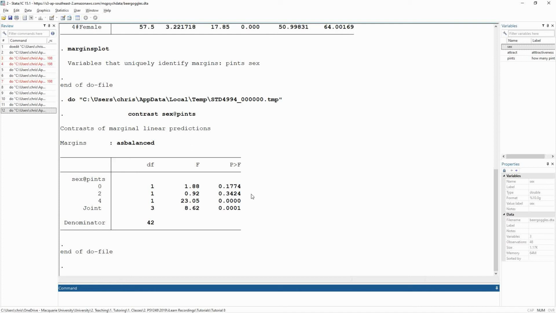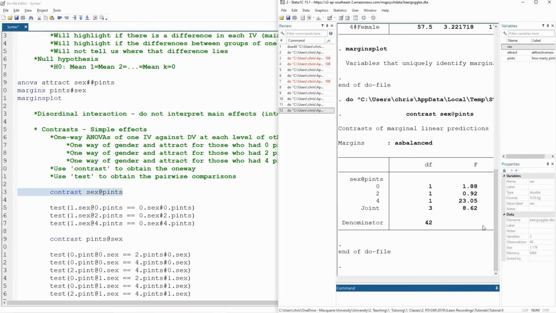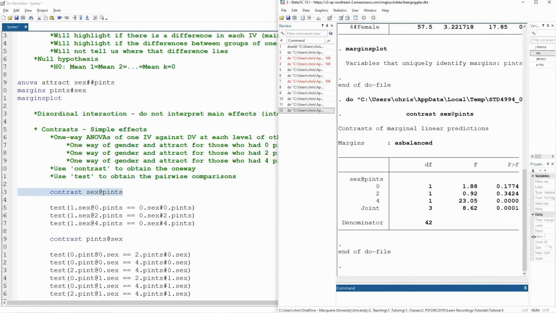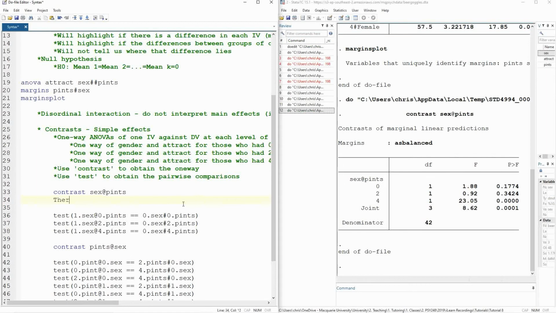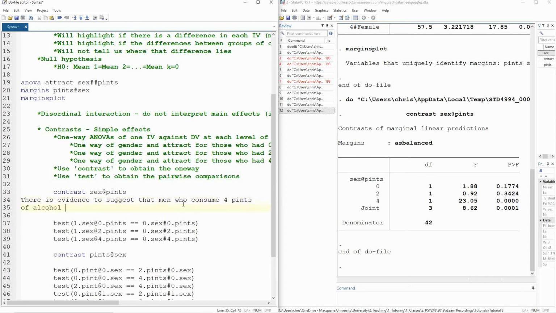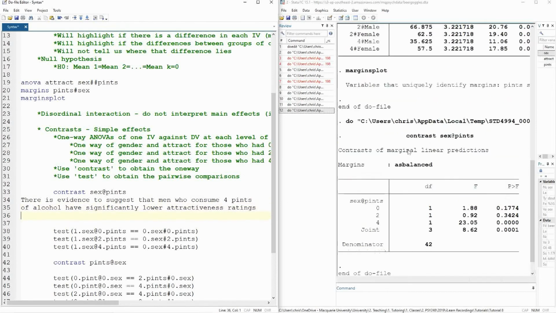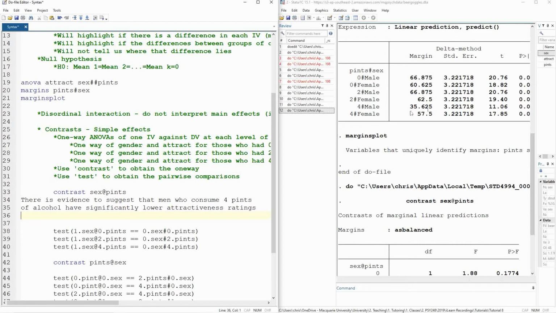If I have to write up this as a conclusion, the way that I would do it is I would say, and again I'm going to continue using that journal format that I showed you last week, there is evidence to suggest that men who consume 4 pints of alcohol have significantly lower attractiveness ratings. And I put in the actual means. So the mean is 35.62.